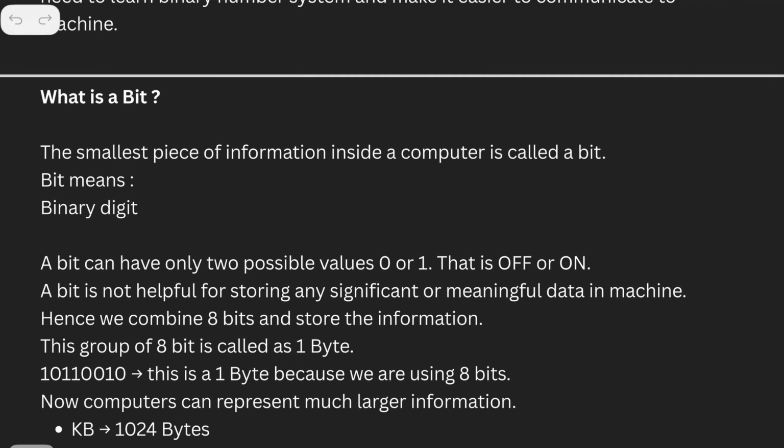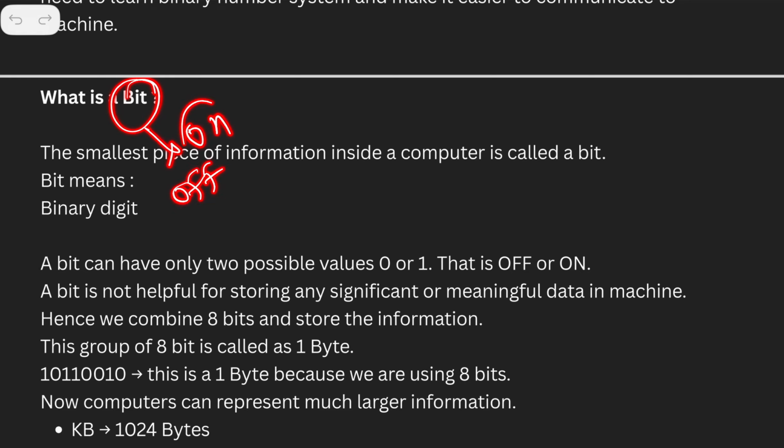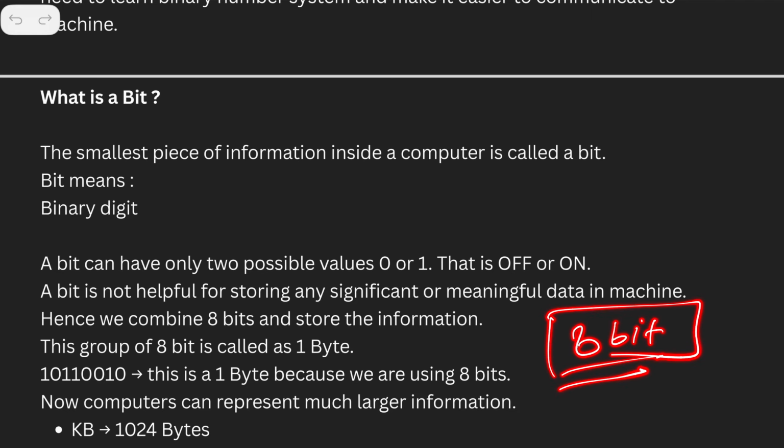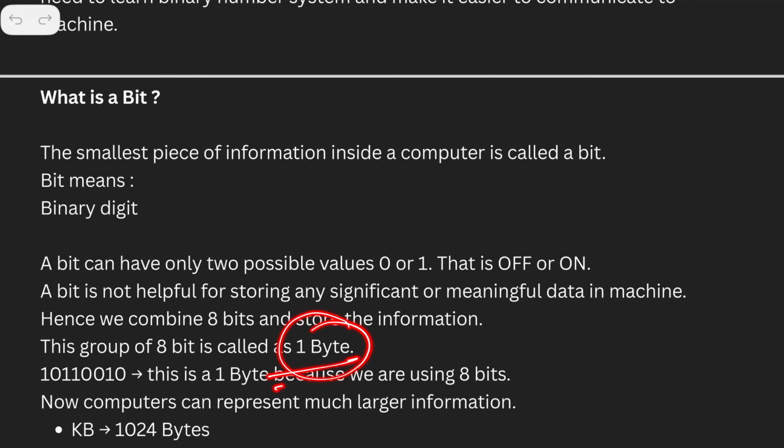So we have already seen what a transistor is. It stores the on and off stable state. So what is a bit? A bit is the smallest piece of information a computer can store. That means a bit has only two possible values, on and off. On we represent by 1 and off we represent by 0. A single bit is not very helpful. That's why we have 8-bit collected information. These 8 bits are called 1 byte. This 1 byte is very helpful and we will see why.